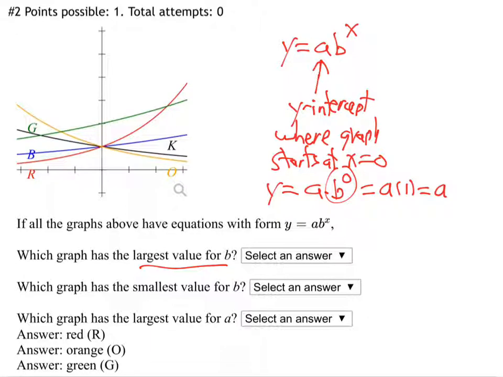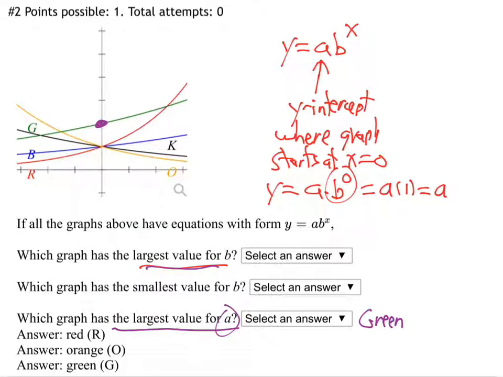Okay. So maybe we should jump down and do this one first. Which graph has the largest value for a? Which one starts at the highest point? This one here, huh? This is going to be the green one, isn't it? That one starts at a higher point than the other 3 graphs. Okay? Let's go back up here now.